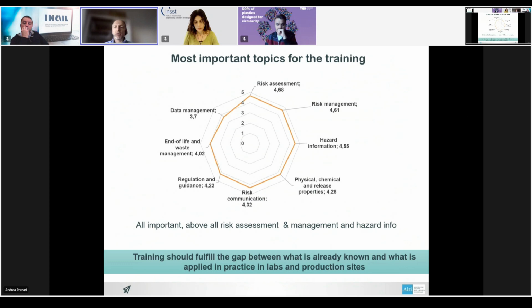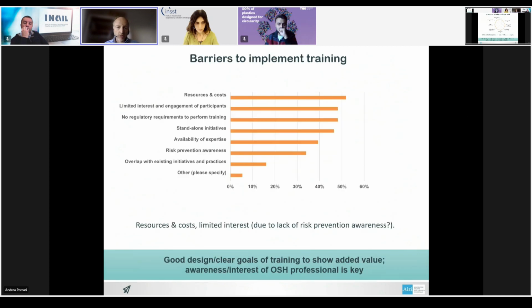We asked about the most important topics for the training, giving a number of options related to the specific aspects of nanomaterials. And as you can see in the slides, all have been selected as important, above all risk assessment and management in hazard information. So this shows that it's complex, and training needs to take into account different aspects to fulfill the unknown on the gaps in knowledge that are currently present.